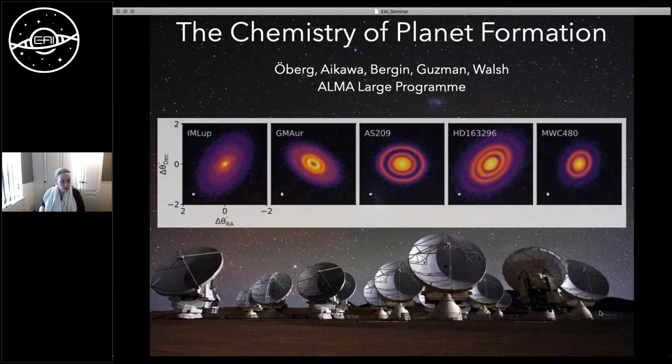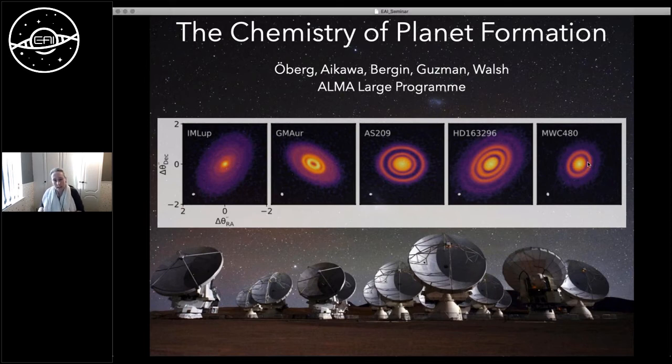So here are the 5 sources. You've seen IM Lup was one of our sources because of its beautiful spiral arms that we saw in the thermal emission. We also chose 4 others: GM Aur, AS 209, HD 163296, and MWC 480. To varying degrees, we knew all of these disks were molecule rich from previous observations. We wanted to be sure of our detections at these high sensitivities and spatial resolutions.